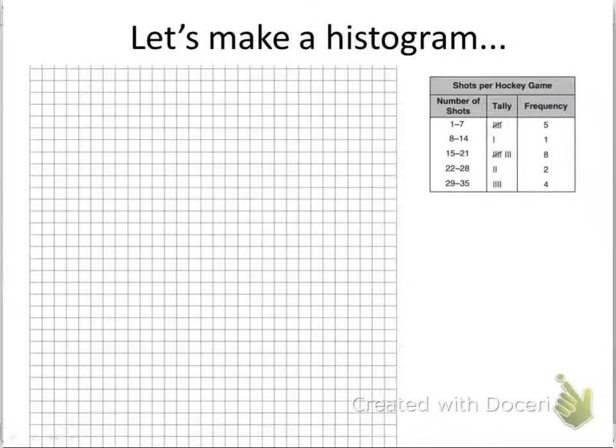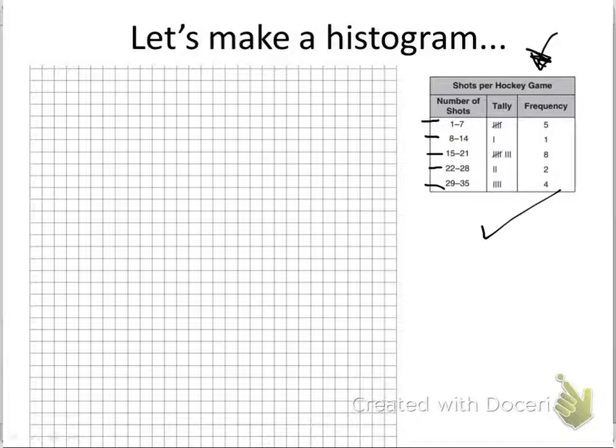Alright, we are now going to make a histogram. Our data here is shots per hockey game. It's a nice Canadian reference for us. Our first step in making a histogram is to organize our data into equal intervals. We're lucky in this situation because our data has already been organized for us. Here it's organized into 5 equal intervals, so we can check that first step off right away. We don't need to worry about it.